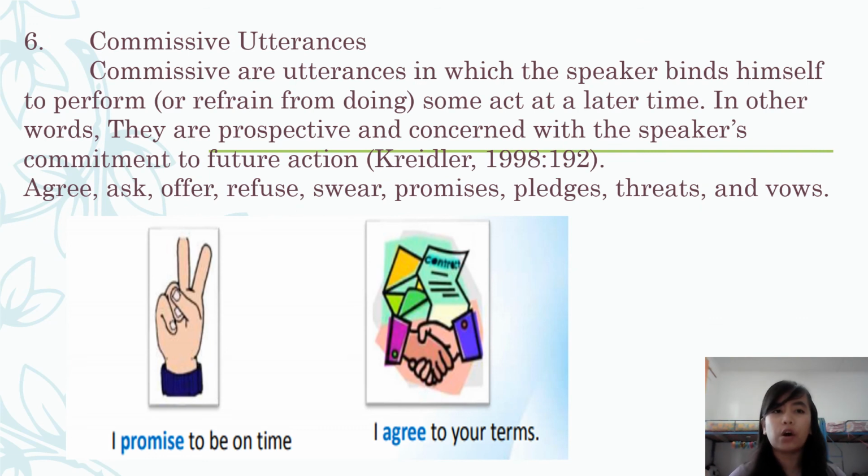We come to the sixth of the utterances, the commissive utterances. Commissive utterances are utterances in which the speaker binds himself to perform, like agree, ask, offer, refuse, swear, promise, pledge, threaten, and vow. For example, I promise to be on time. When you have promised someone, you can also make a sign, like I promise to be on time, but you come late. And the second one, I agree to your terms. And it is commonly what we do in our life.